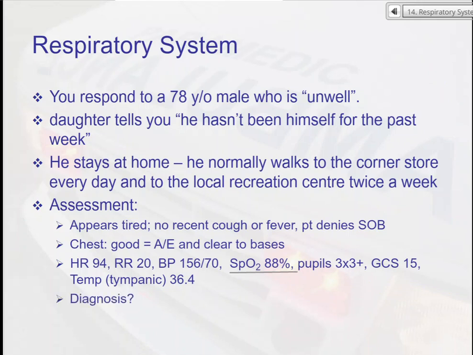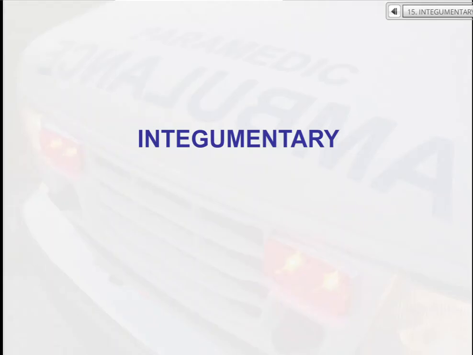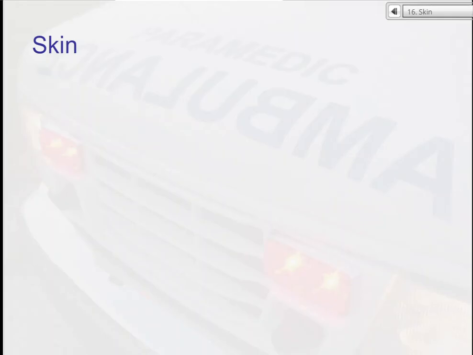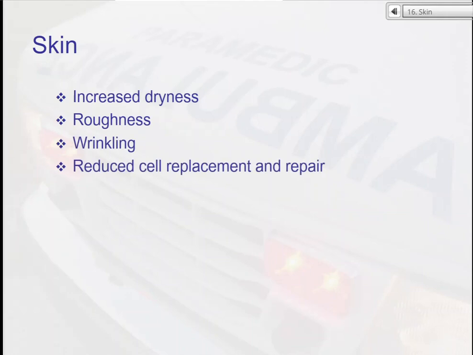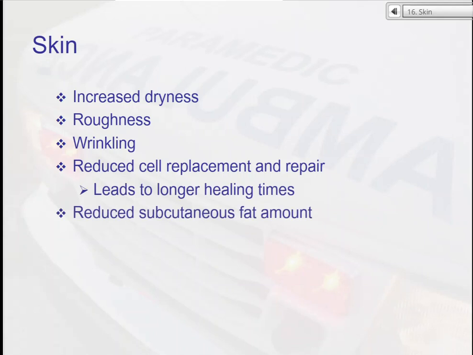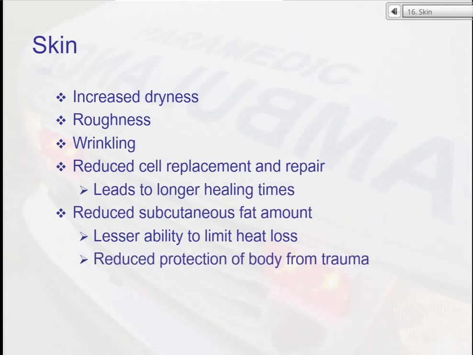Okay, hang on a second here. In terms of skin, the integumentary system, with age there's going to be increased dryness, roughness, wrinkling, and reduced replacement and repair of cells. That leads to longer healing times, and there'll be reduced subcutaneous fat as well, and that has implications in terms of heat loss and heat gain in the elderly. Combine that with decreased function of their hypothalamus, their thermoregulatory center.